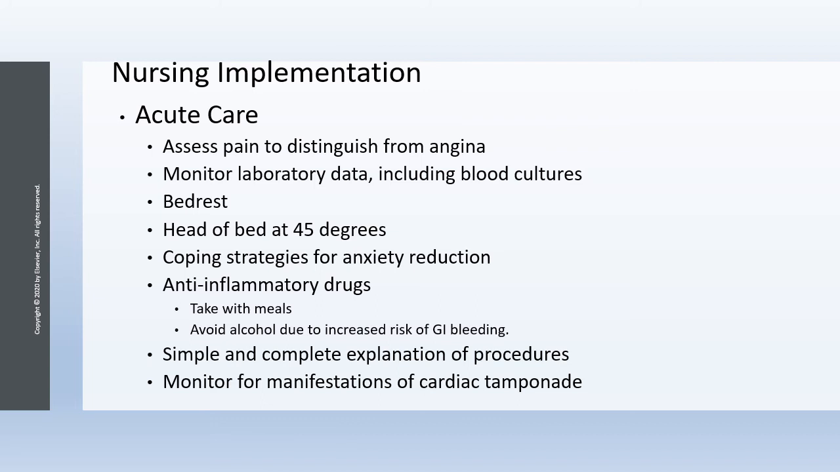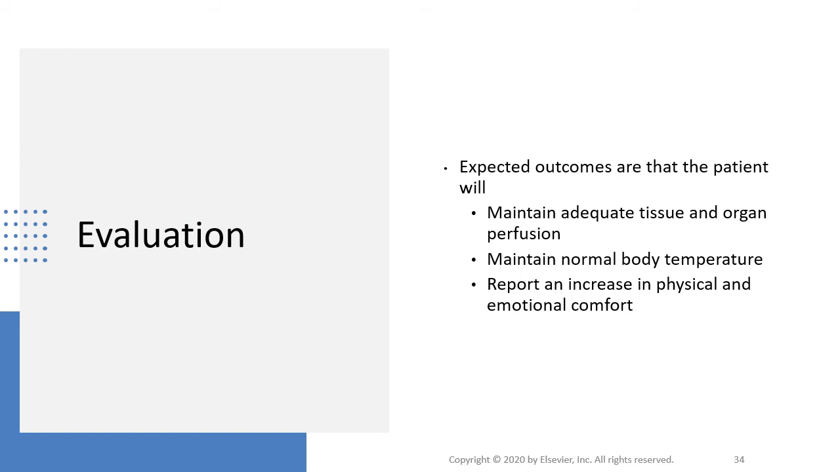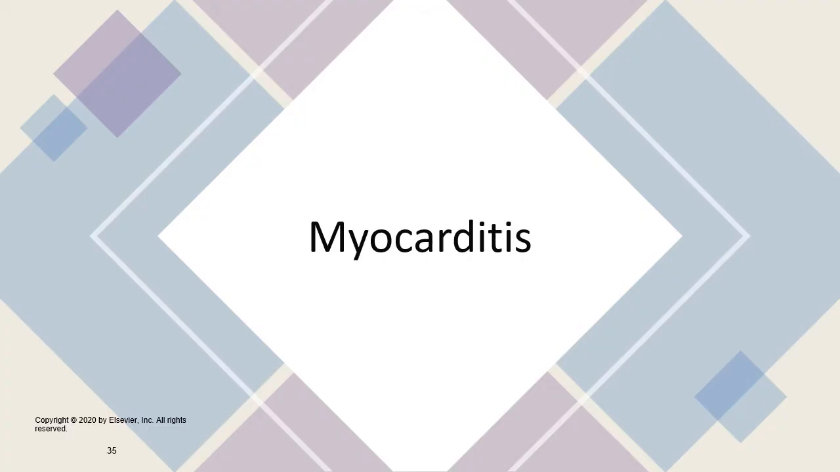These explanations are particularly important for the patient who is undergoing testing and for the patient who has previously had angina or an MI. The patient with acute pericarditis is at risk for cardiac tamponade and decreased cardiac output. Monitor for manifestations of tamponade and prepare for possible pericardiocentesis. Evaluation of outcomes is similar to that for the patient with infective endocarditis.